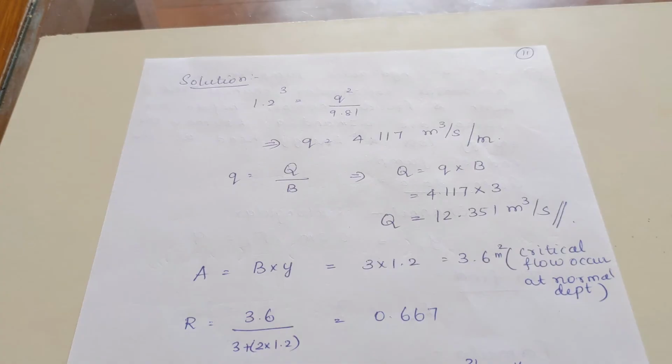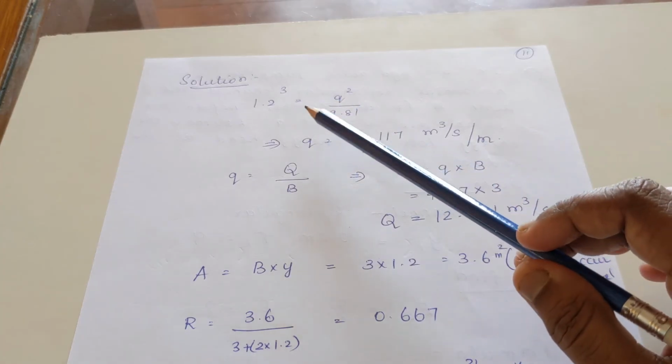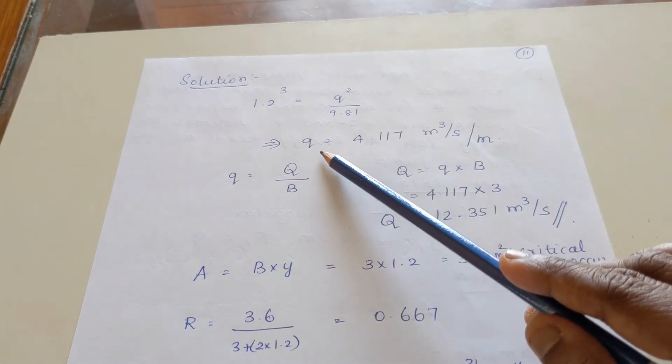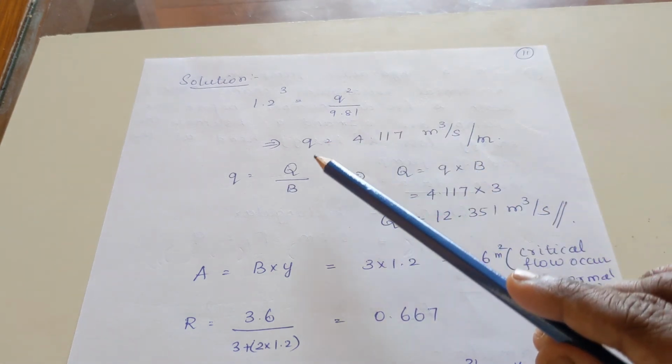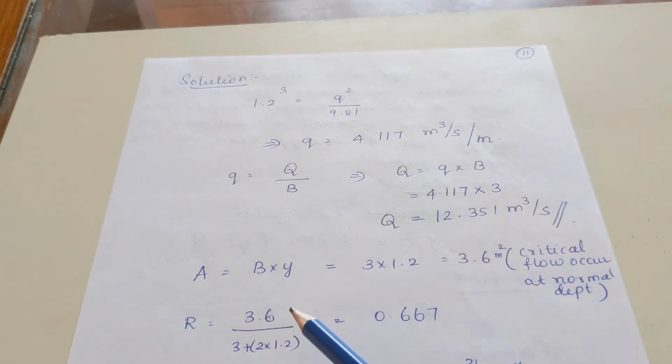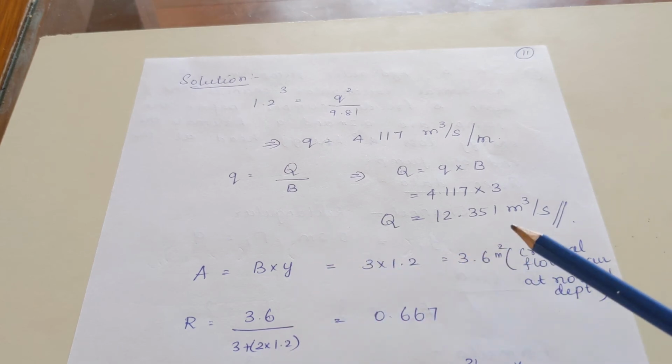Clear? So first use the critical flow condition, that is Yc cube is equal to q square divided by g. From that you can find out small q. From small q you can find out capital Q. Here is the answer. The next one is area and the next one is hydraulic mean depth. So area is equal to breadth into depth. Here you have to substitute y equal to the critical depth 1.2, because critical depth is equal to normal depth, they have given.